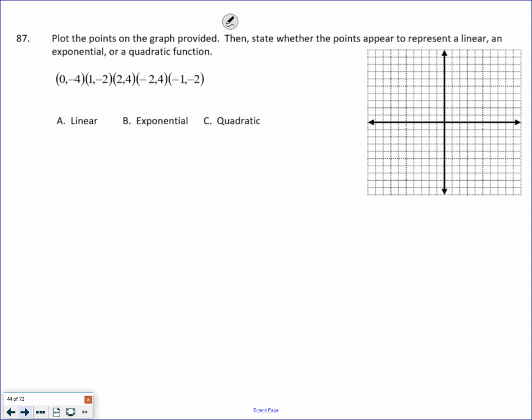And so plot the points, then state whether they represent a linear or exponential. So 0, negative 4. I'm going to change colors here for you. 1, 2, 3, 0, negative 4. 1, negative 2. Positive 2, 4, sorry. 1, 2, 3, 4. Negative 1, negative 2, and negative 2, positive 4. So what kind of picture is this? This is a quadratic.